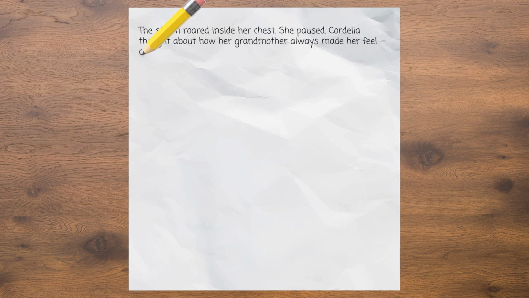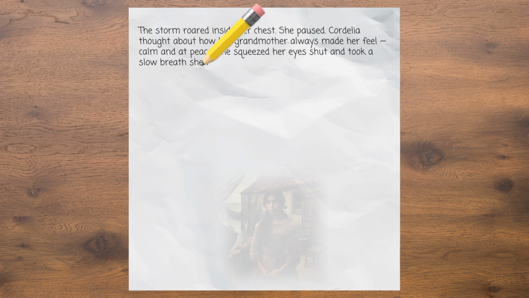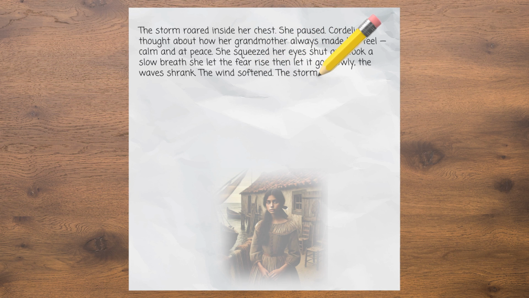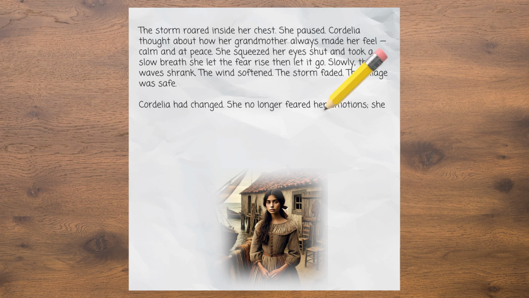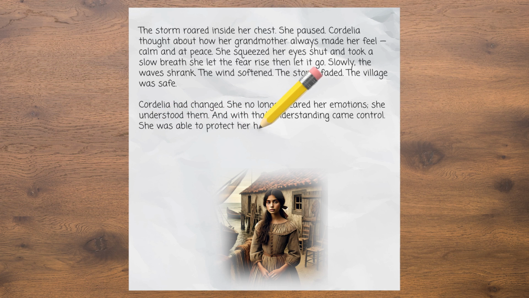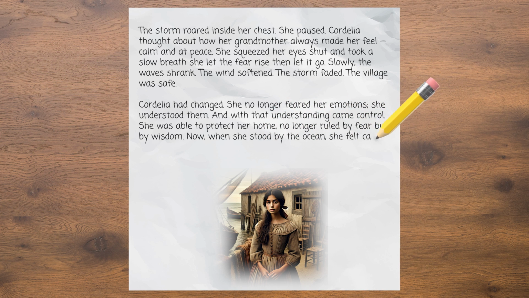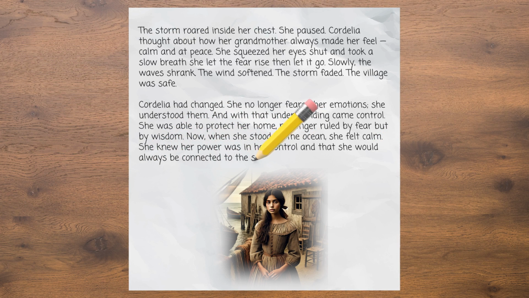The storm roared inside her chest. She paused. Cordelia thought about how her grandmother always made her feel, calm and at peace. She squeezed her eyes shut and took a slow breath. She let the fear rise, then let it go. Slowly the waves shrank. The wind softened. The storm faded. The village was safe. Cordelia had changed. She no longer feared her emotions. She understood them. And with that understanding came control. She was able to protect her home, no longer ruled by fear but by wisdom. Now, when she stood by the ocean, she felt calm. She knew her power was in her control and that she would always be connected to the sea.